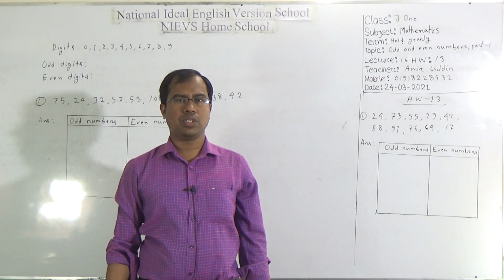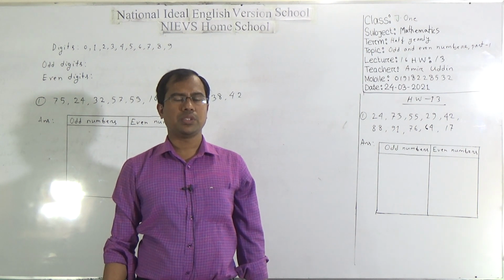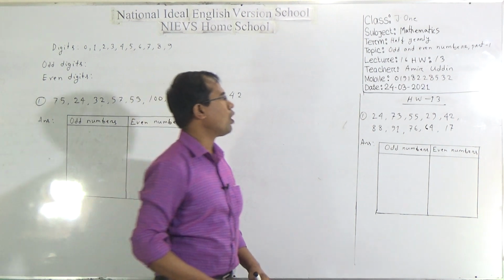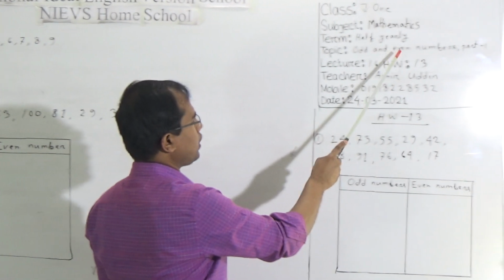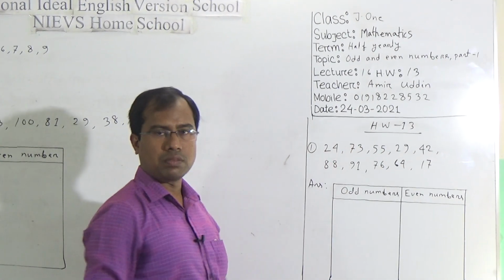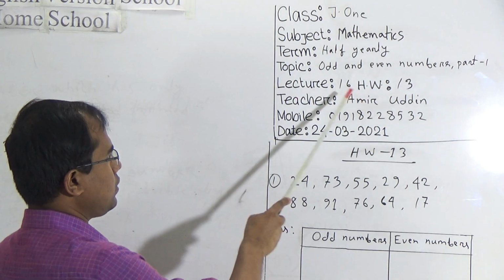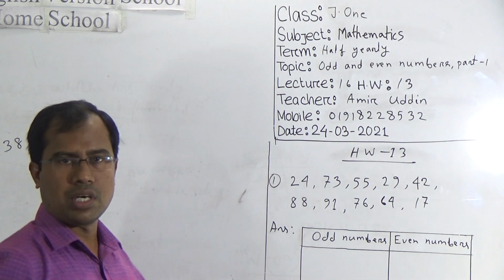This is Amiruddin, Assistant Teacher of Mathematics, Morning Shift, National Ideal English Version School. Dear students, today I am going to take a math class for the students of Junior 1. Our today's topic is odd and even numbers part 1. This is lecture number 16 and HW number 30.